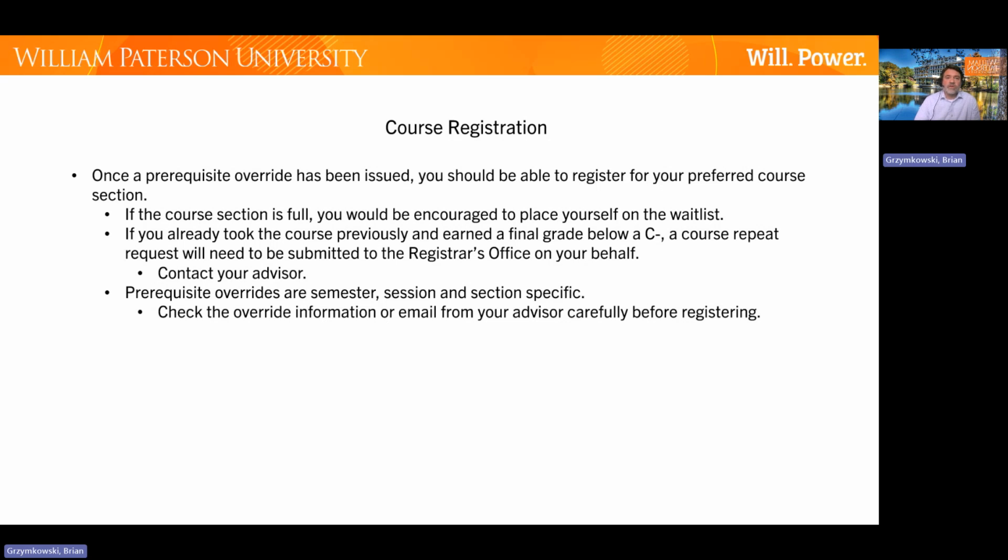And otherwise, it's also important to note that prerequisites are semester, session, and section specific. So when you get an email to your WP email account and an email from your advisor saying, hey, I've entered this prerequisite override for you, we usually will provide the specific information for the class that that's applicable for. If your plans change, if you stop out for a session, if you end up switching your schedule around and decide to take the course in summer 2 instead of summer 1, you'll get that prerequisite error message again, because that override that we issued is just for that one section in summer session 1, and any changes to that would require a different override.